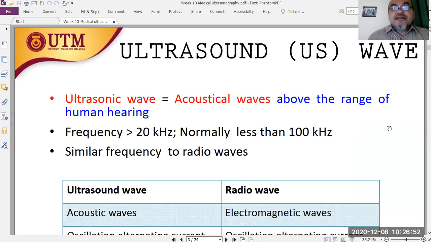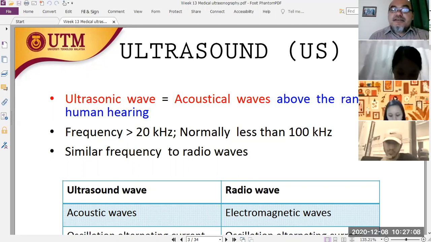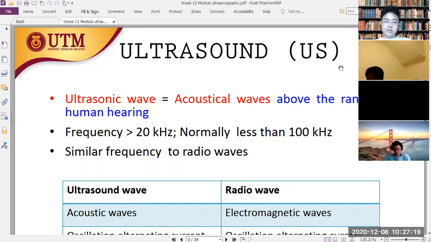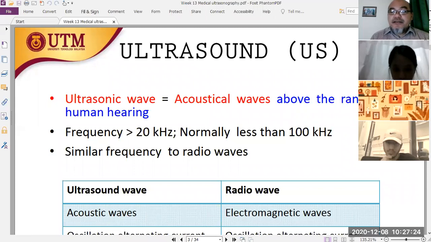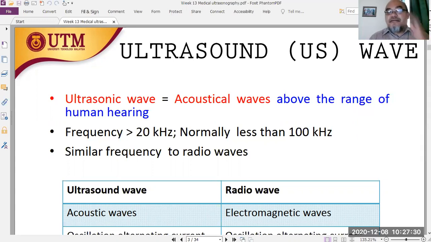So what is ultrasound? Ultrasound, as the name implies, is an ultrasonic wave, acoustical waves above the range of human hearing. Our ears can hear between 20 hertz and about 20,000 hertz, 20 kilohertz. So ultrasound is usually any sound above that frequency, above 20 kilohertz. Normally, it is less than 100 kilohertz. If it were below 20 hertz, then we call it infrasound.